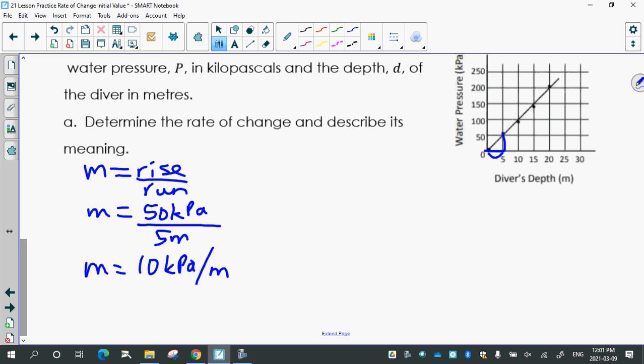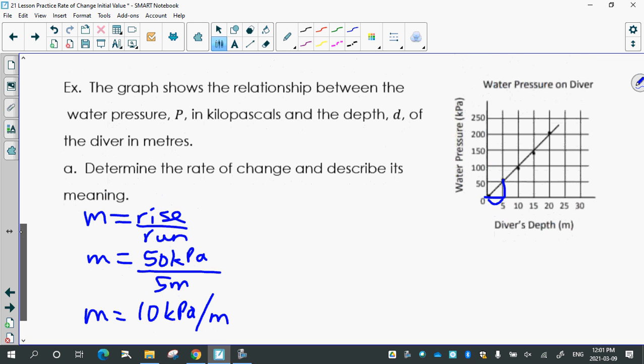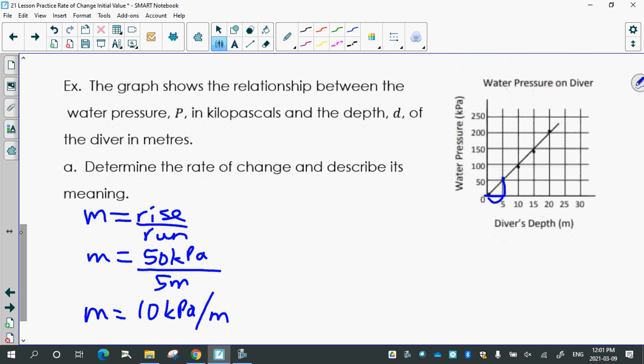Let's see what it says. Read the question. The graph shows the relationship between the water pressure in kilopascals and the depth of the diver. So if you get 10 kilopascals per meter, how would you describe the meaning? Is the pressure increasing or decreasing every meter? Yeah, increasing because it's a positive rate of change.